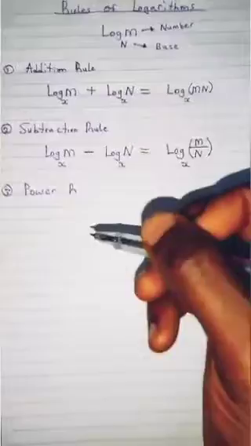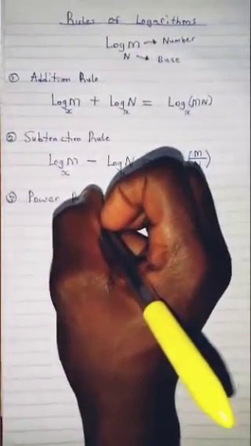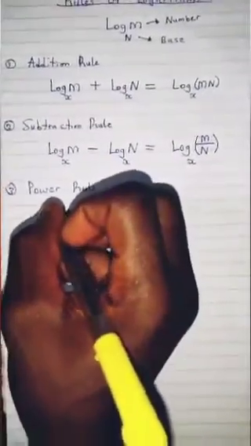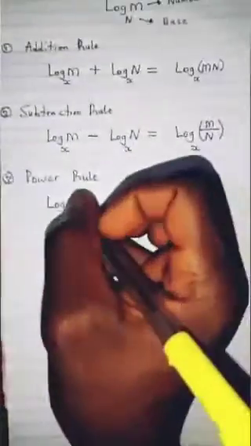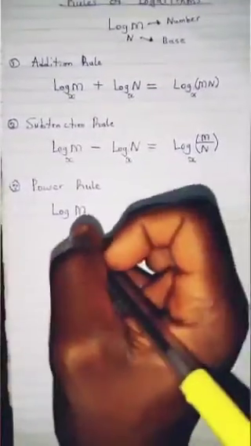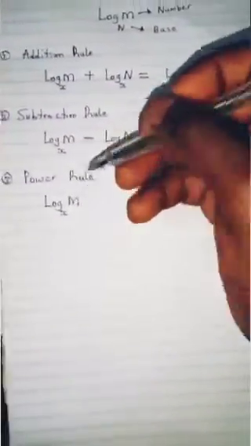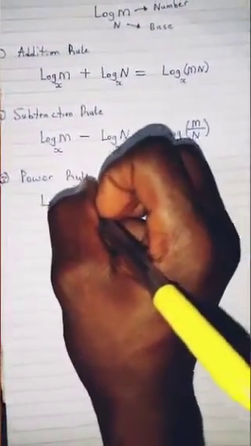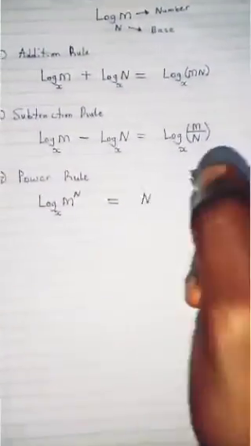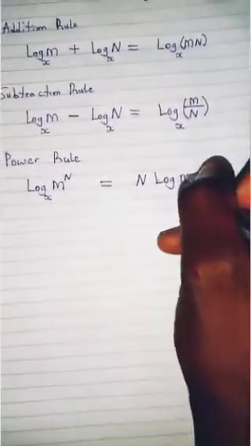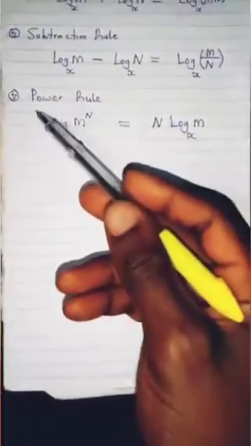So the third rule, we'll be looking at the power rule. The power rule says if we have log m into base x, then this m, which is our number, is having power of n, then that will equal, which means this n is going to move to the back, so that we'll be having n into log m, then base x. That's for the power rule. The n is going to move to the back so that we can have this. So this is equal to this.